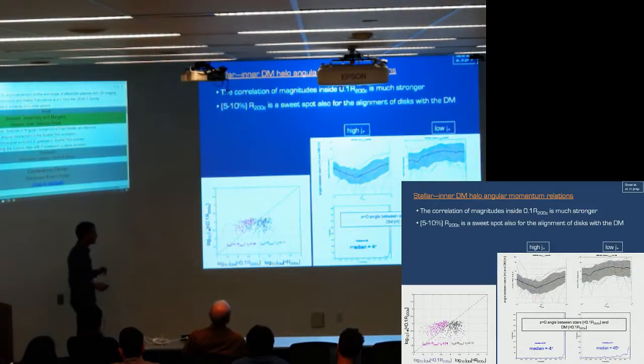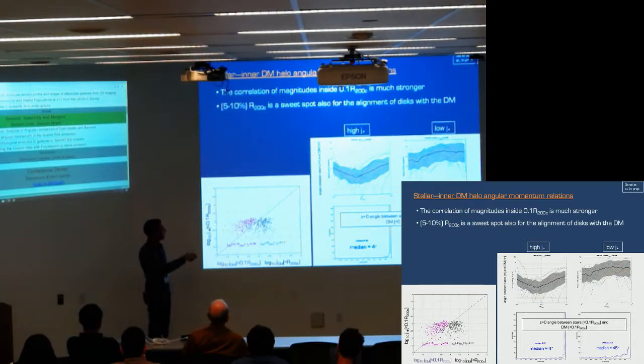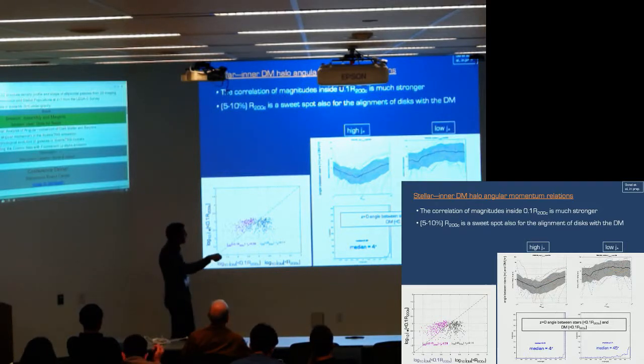So let's explore this a bit as a function of radius, and now for the angle, not only for the magnitude. What's shown here is the angle between the angular momenta of stars and dark matter enclosed as a function of radius. The thin lines show individual galaxies, and the black is the median. Here is 1% of the Vir radius, 10%, and the Vir radius itself.